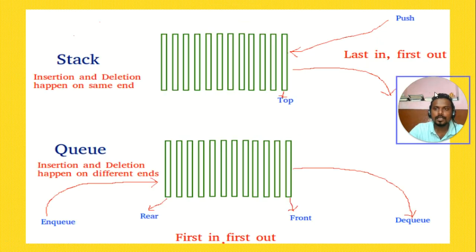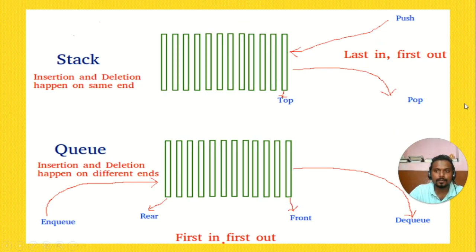So this is another representation of my stack and queue. Here insertion and deletion happens on the same end on stack. You can see here I can push the elements from one end and I have to remove it from the same end. This process is called last in, first out.